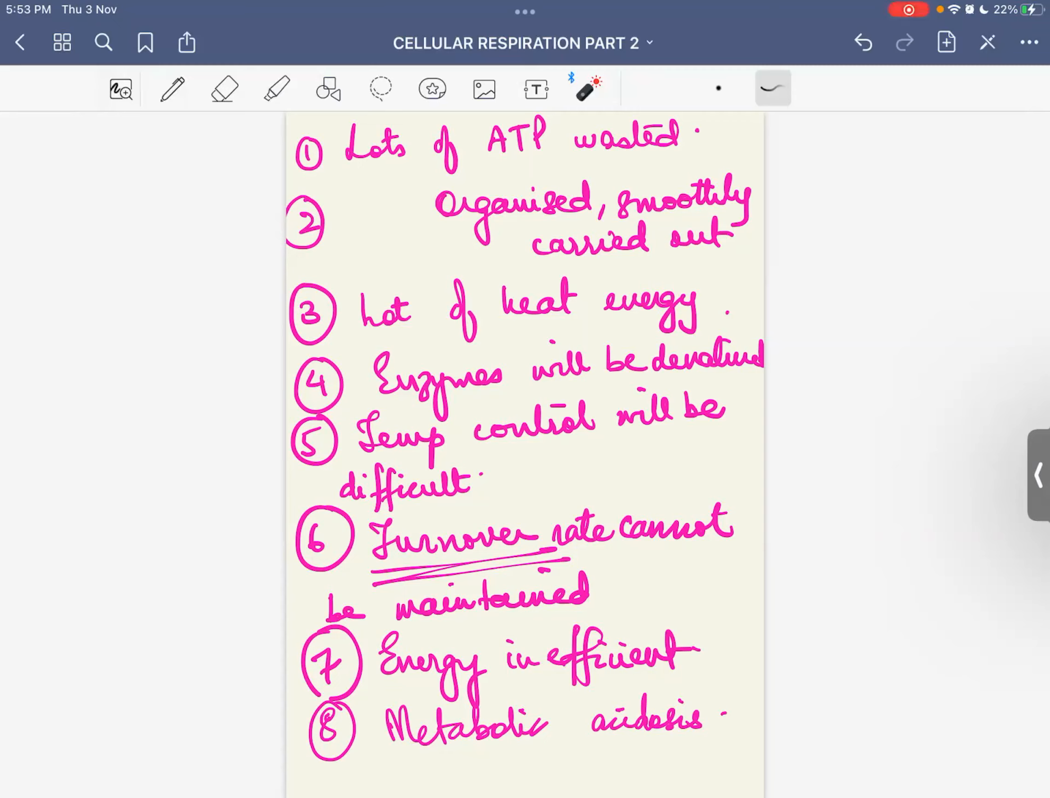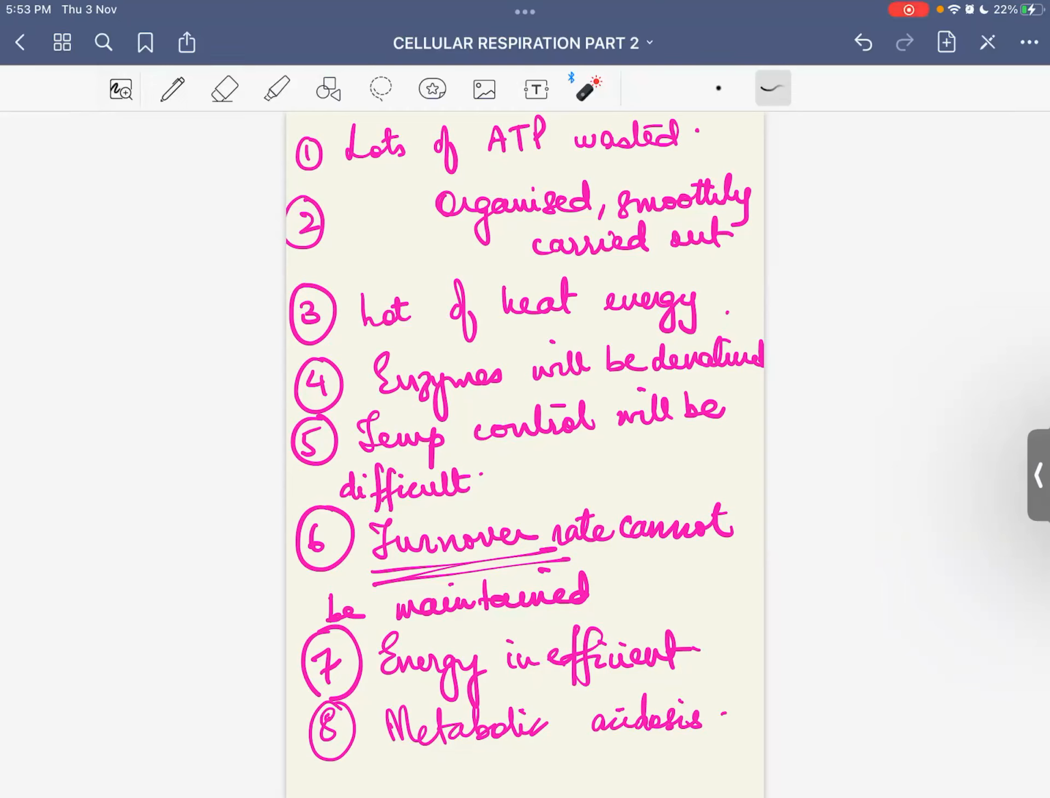Lots of ATP waste. Organisms, heat energy and that will be denatured. Temperature control will be difficult. Turnover rate cannot be maintained. Energy is inefficient. Metabolic acidosis.